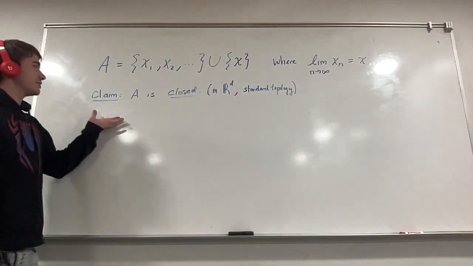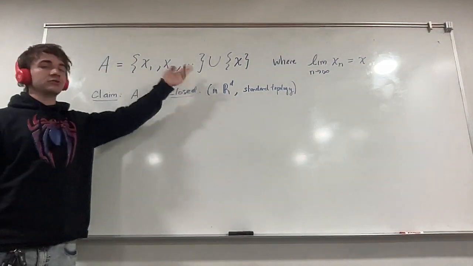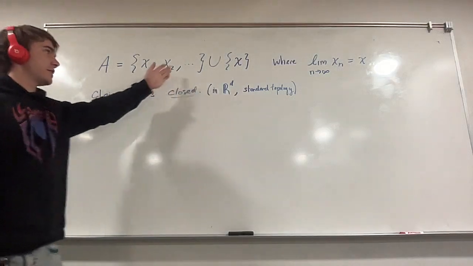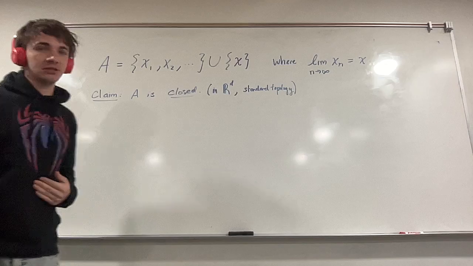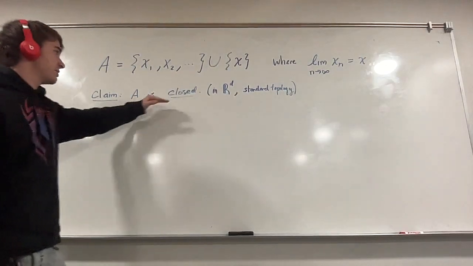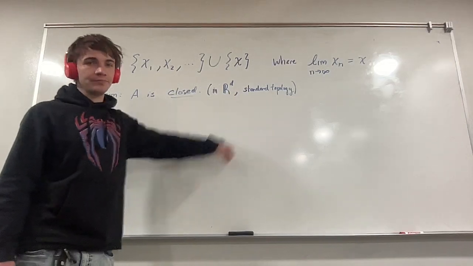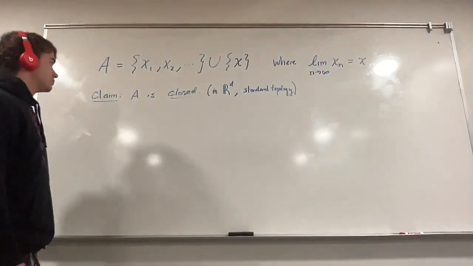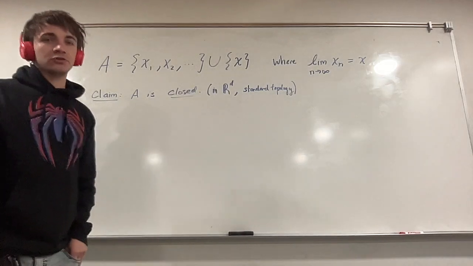Okay, so today we're going to solve this problem. We have a set A, which is a sequence x1, x2, x3 going on, and then we're unioning this sequence with its limit point x. We're assuming the sequence converges. We're unioning with its limit point, and then our claim is that A is a closed set in R^D with the standard topology.